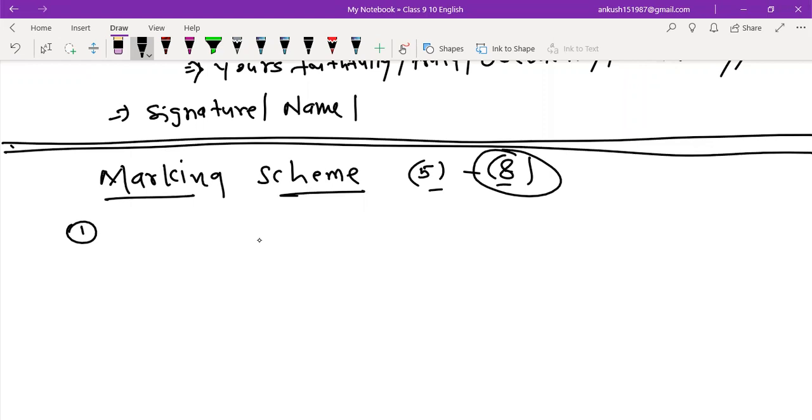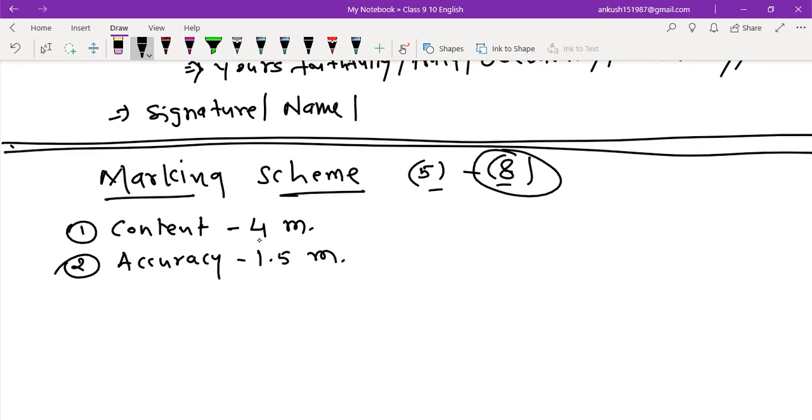So how would it be distributed? For content, whatever the content is, that would be given 4 marks. The second thing is accuracy. For me, I got 4.5 out of 5, very good, very nice. It is 95% and above. And 1.5 marks for what?